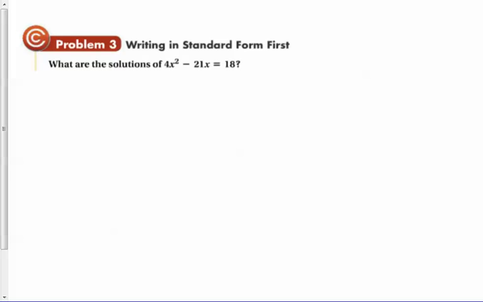Okay, now, same thing for problem number 3, only this time it's not equal to 0. So I have to bring that 18 over. So 4x² - 21x - 18 = 0. Well, how'd that happen? I took 18 away from both sides. Okay, now here we are.